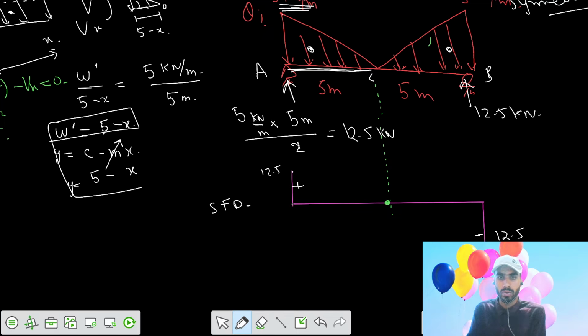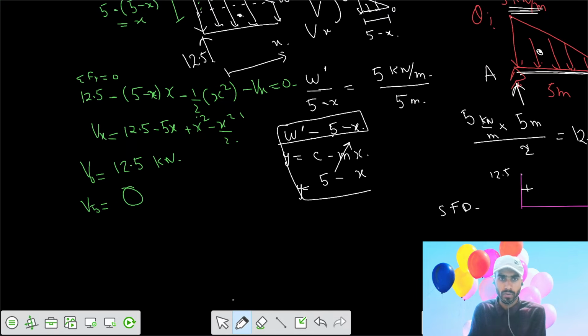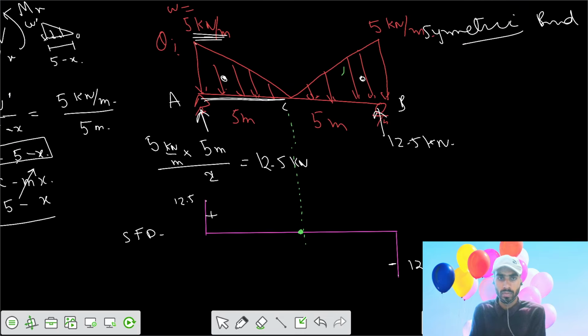Now you have to connect the two by a line that is a function of x square, so your variation is parabolic. The slope here has to be the slope of 5 kilonewton per meter. So some slope is there, so we have to make it equal to 0. But we need to keep the slope at the support, at point C, equal to 0. So we need to make it again.